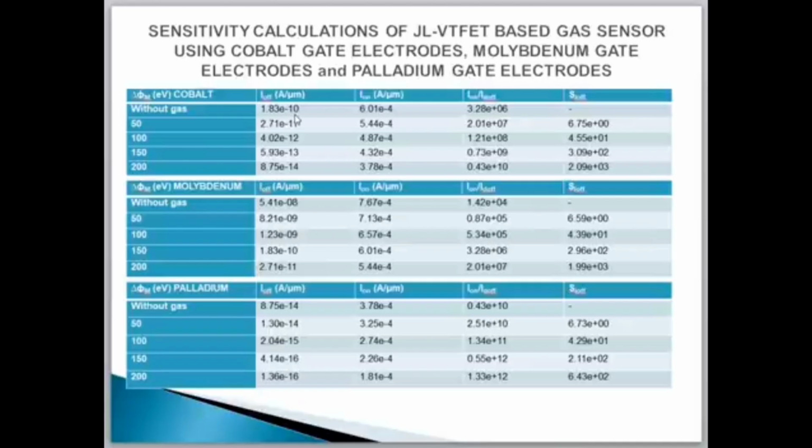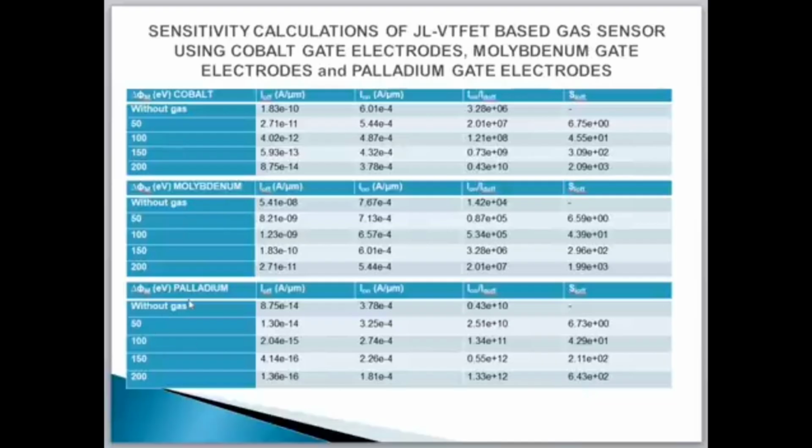If you apply the gas molecule at the gate electrode, the off current of the device decreases. You can note in the figure, both for the cobalt and the molybdenum electrode, that without gas you get a high off current. When you apply the gas molecule at the gate metal electrode, the off current starts reducing. It reduces up to 10^-14 in the case of the cobalt metal electrode and 10^-11 for the molybdenum gate electrode.